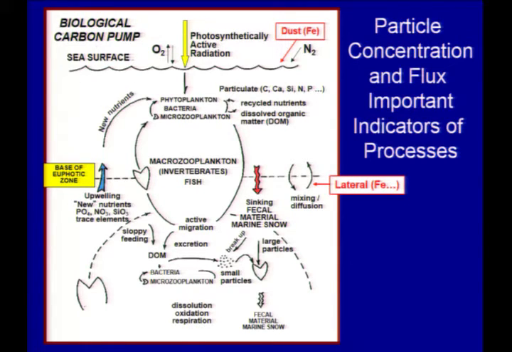So the fundamental point is that both particle concentration and particle flux are important indicators of how the food web operates. Just think of going through the garbage cans in Manhattan. You can tell who's living where.